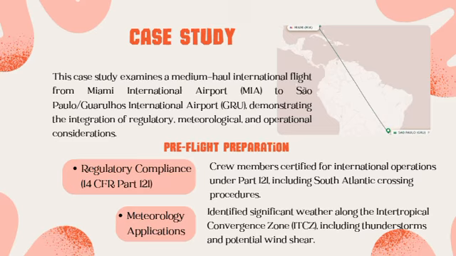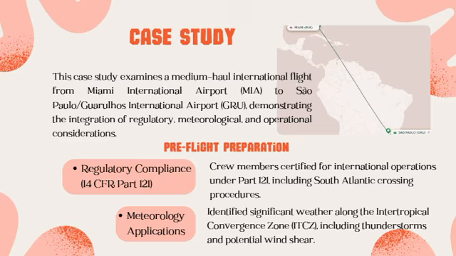Regulatory compliance, the 14 CFR Part 121. In this example, XYZ Airlines operates under Part 121 regulations, which govern scheduled commercial air transport. These regulations ensure crew training, aircraft maintenance, and operational control meet strict standards. For this flight, the captain and first officer were certified for international operations, including oceanic navigation. Maintenance inspections were up to date, and dispatch verified operational compliance with South American aviation standards. This ensured safety and legal adherence for these international operations.